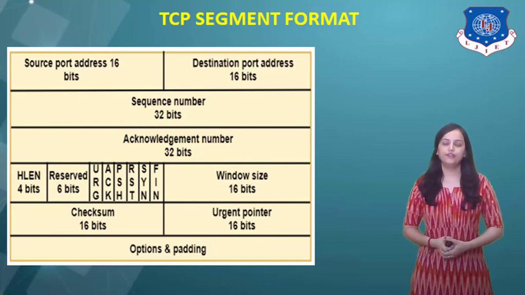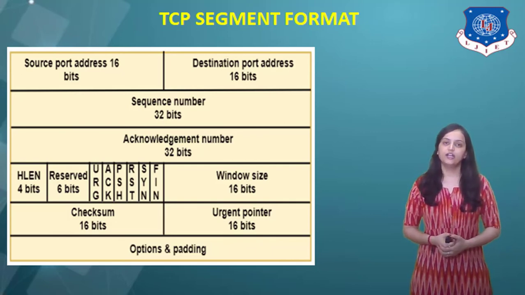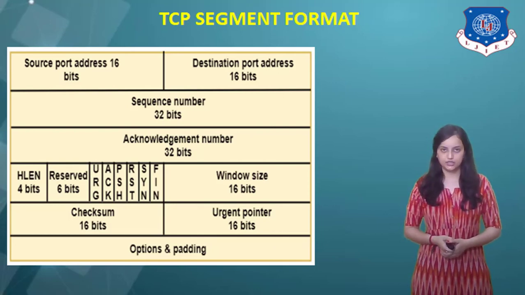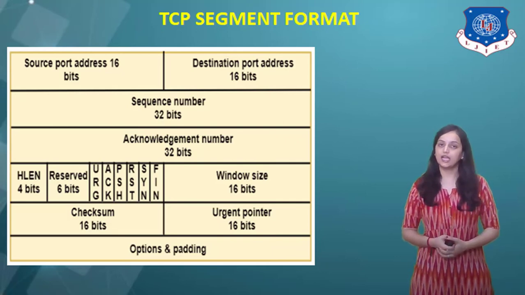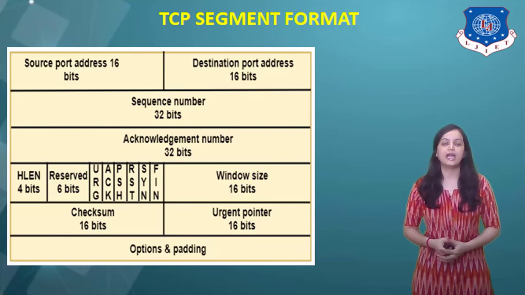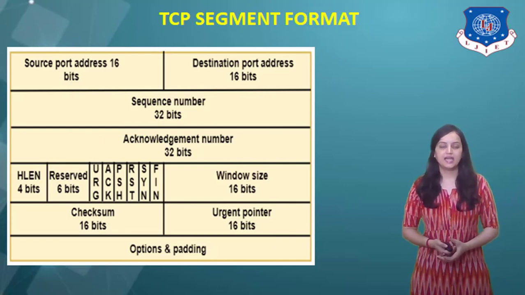The next field is the window size, which is of 16 bits. After that, there is a 16-bit checksum field. This is used for error detection. After that, the next field is the urgent pointer field, which is again of 16 bits. And the last field is of 32 bits, which is for options and padding purposes. So these are the TCP segment format structures.